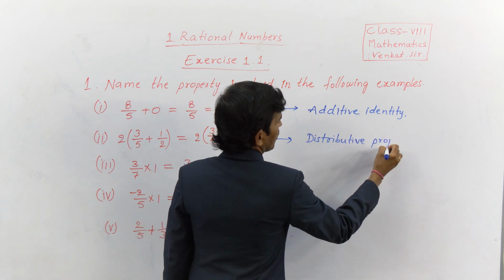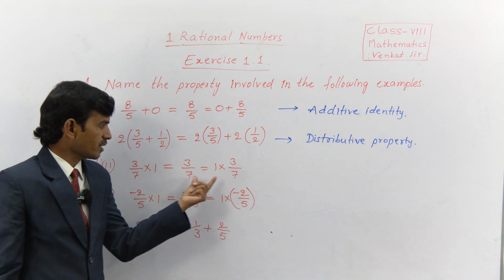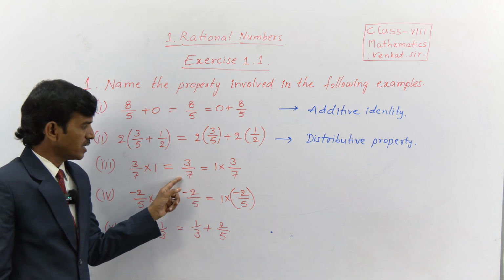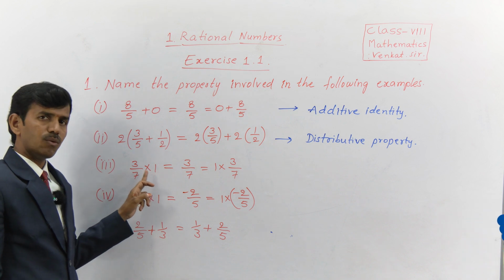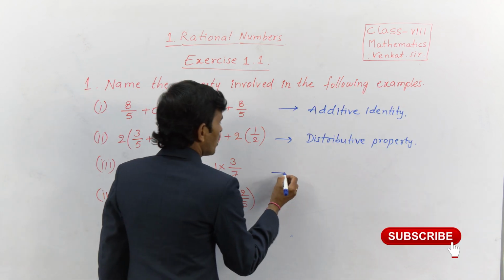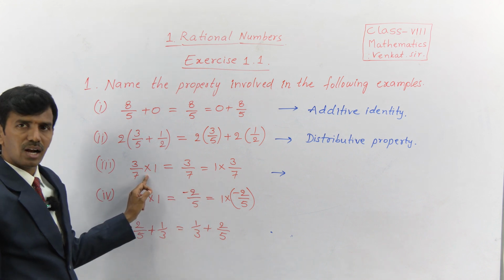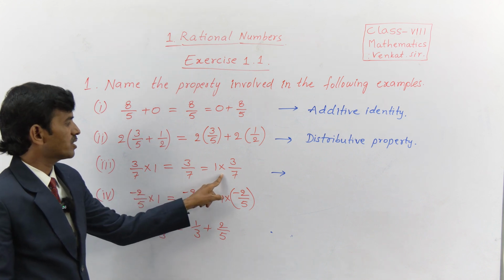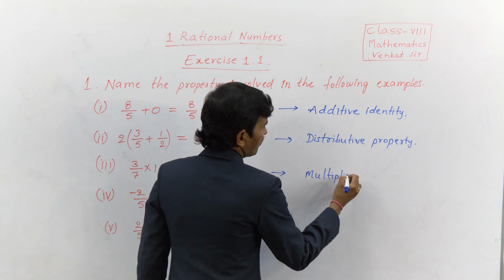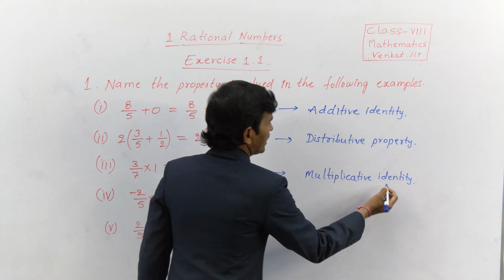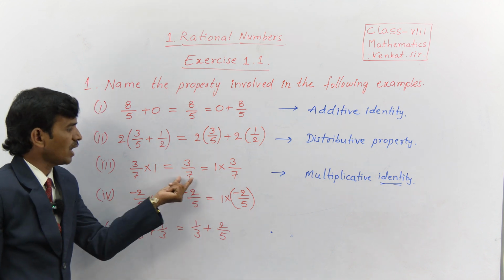Distributive property. Next one, 3 by 7 multiplied by 1 or 1 into 3 by 7, both giving us 3 by 7 itself as an identical value even after multiplying with 1. So this property is called as, what is the operation here? Multiplication or addition? Multiplication is the operation. Therefore, 1 is called what? Multiplicative identity.